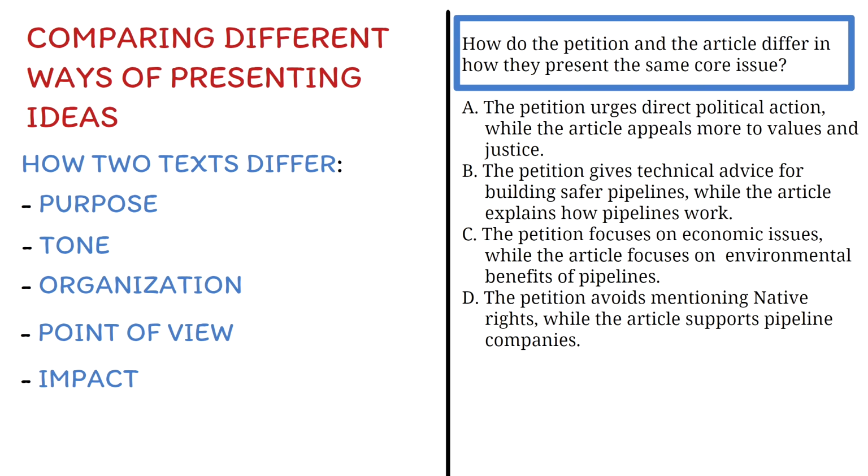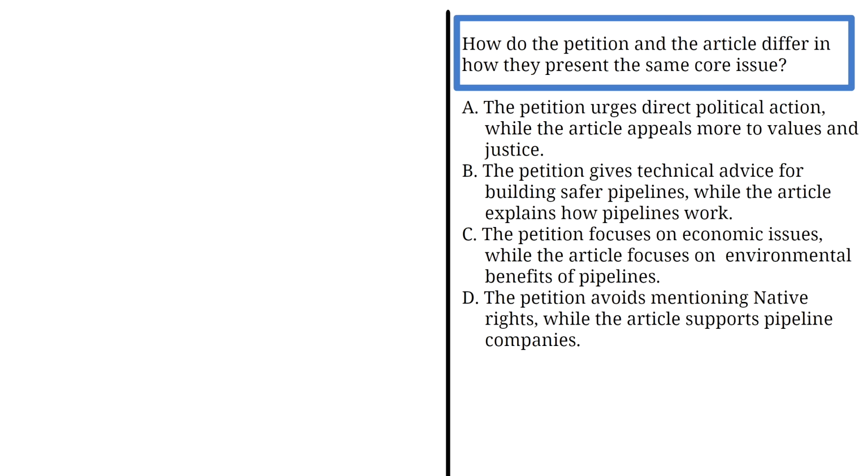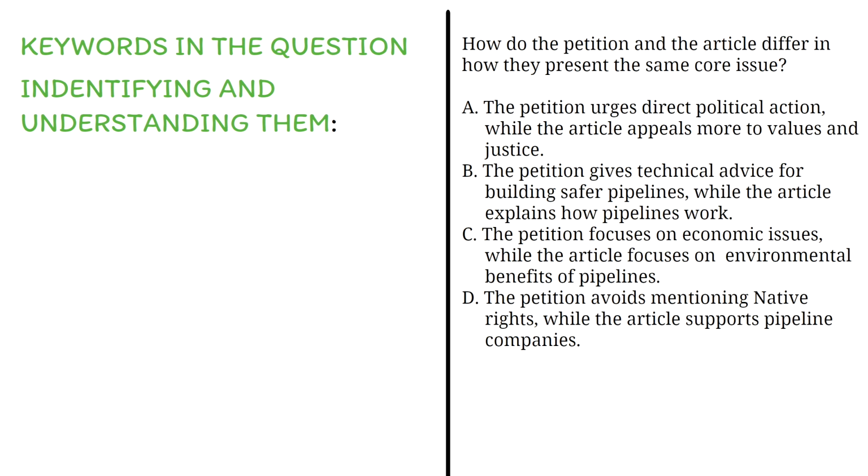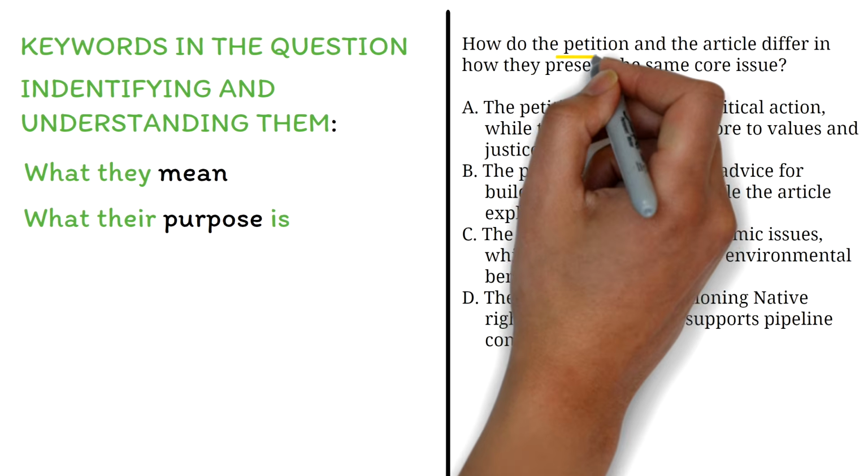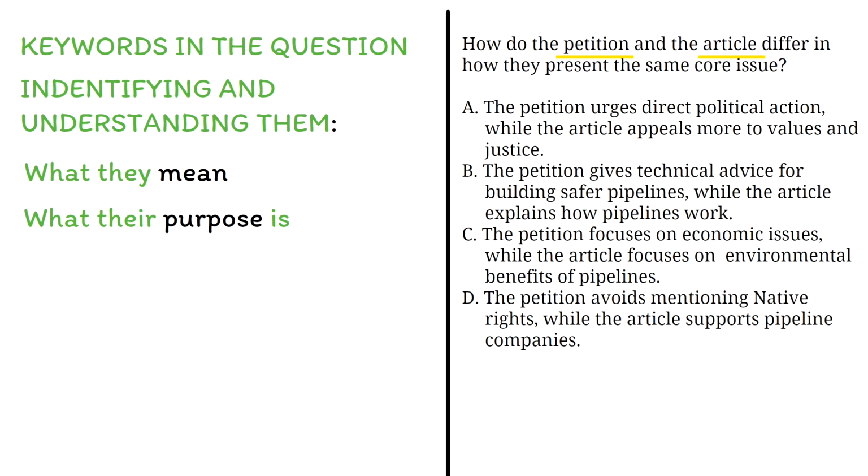To answer this, the safest and smartest approach is to focus on the keywords in the question. That means identifying and understanding the important words, what they mean and why they matter to the reader. That's how we arrive at the correct answer. Now the keywords in the question are "petition" and "article." So let's define what a petition and an article are and their purposes.